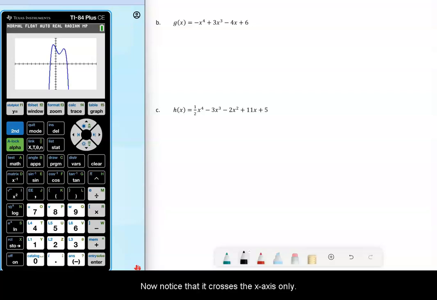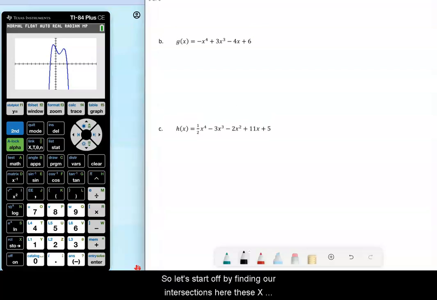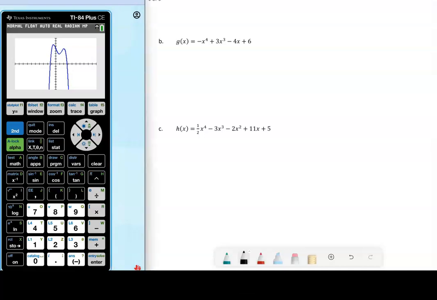Now, notice that it crosses the x-axis only twice, and both of those times it goes from a negative, in this case, to a positive. It changes signs, and then from a positive to a negative. So both times that it hits that x-axis, the function changes signs on the other side, which means that we're looking at an odd multiplicity. So let's start off by finding our intersections here, these x-intercepts, and hit second, calculate, number 2.